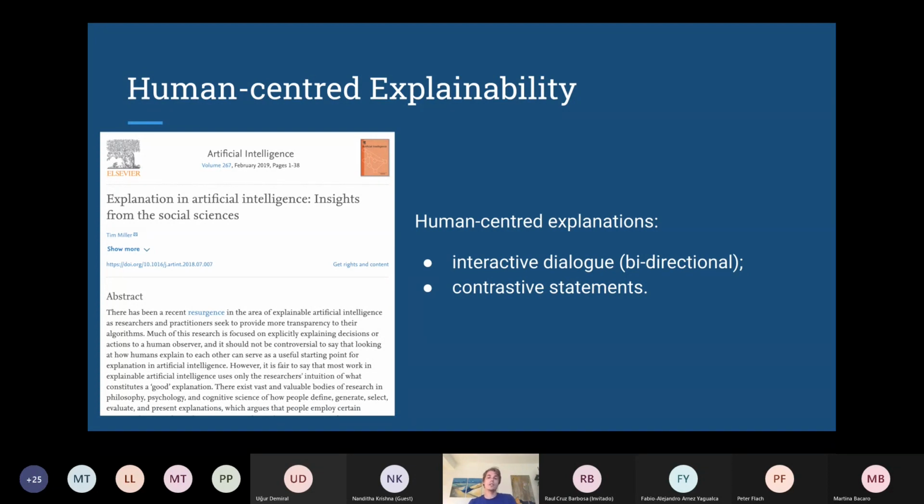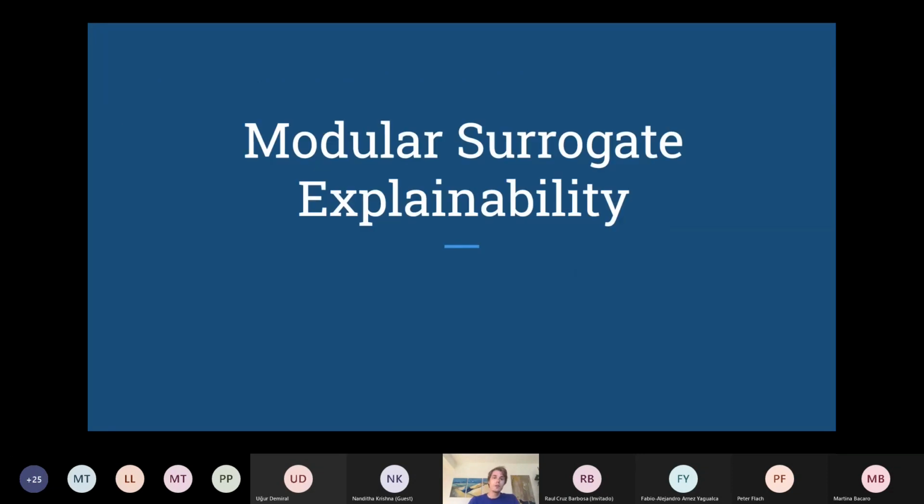And also, humans tend to prefer contrastive statements. You could have seen a contrastive statement in the previous slide, where the explanation said, had the humidity been low, then the person would have liked the weather better. So that should give you a summary of what explainability is all about in machine learning.